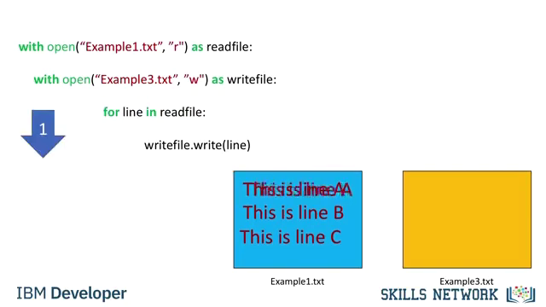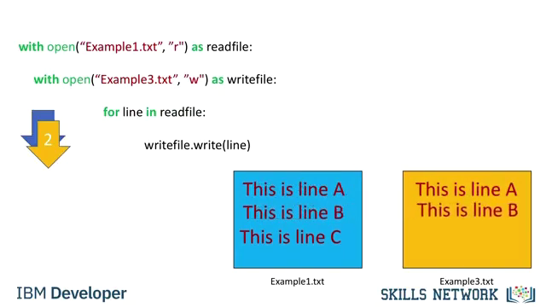The first iteration copies the first line. The second iteration copies the second line, till the end of the file is reached. Then both files are closed. Check out the labs for more examples.